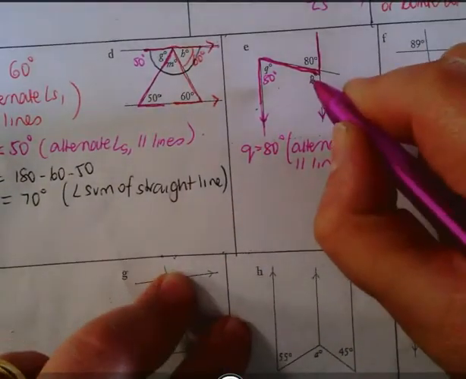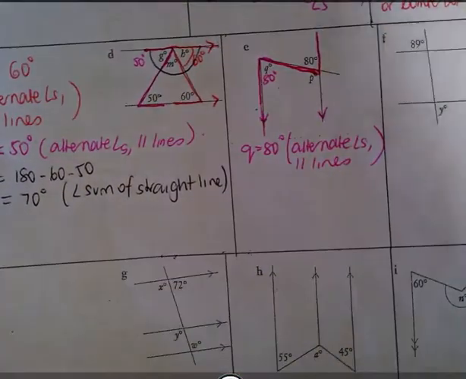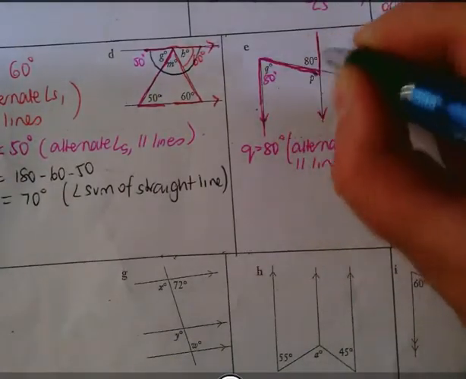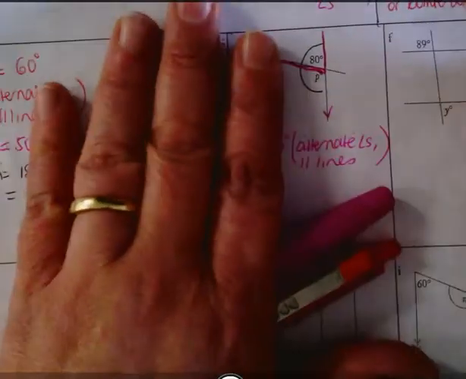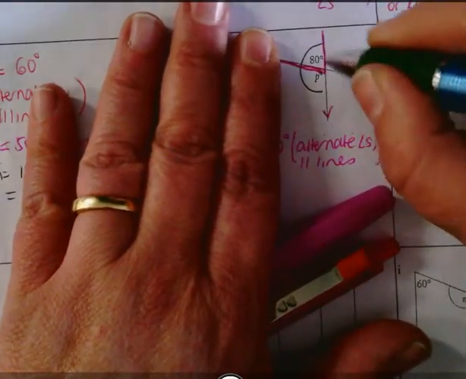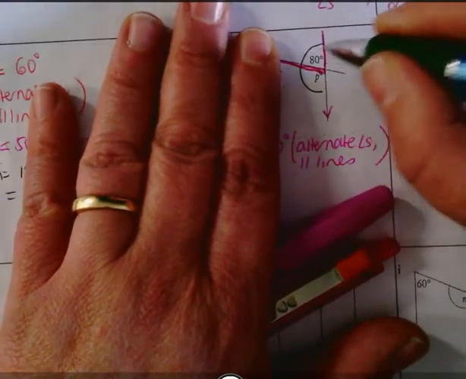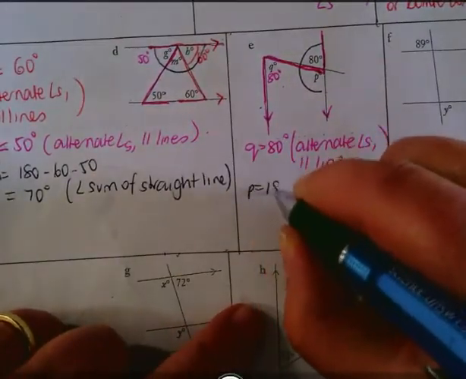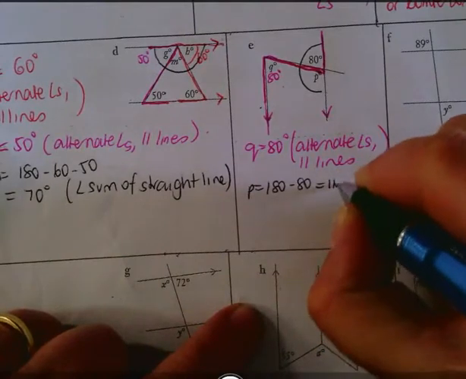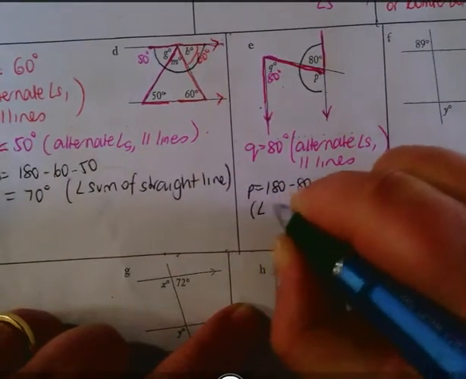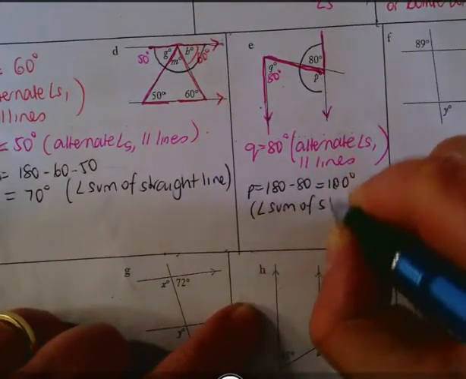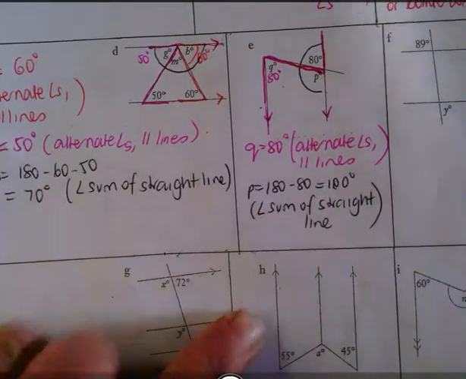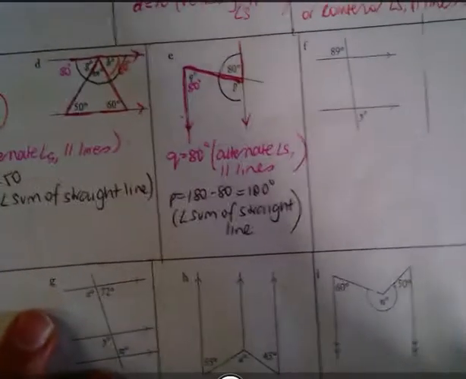And to work out P, I don't have to do co-interior. I could say that P and Q are co-interior, so it would be 110, but I could also just cover this up and use this straight line here. I know that's 80, so P is 100 because it's 180 minus 80. So P is 180 minus 80, which is 100 degrees. And the reason for this is angle sum of straight line, or you could use supplementary angles. Okay. All right, now for the next one.